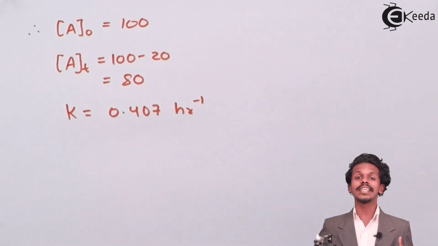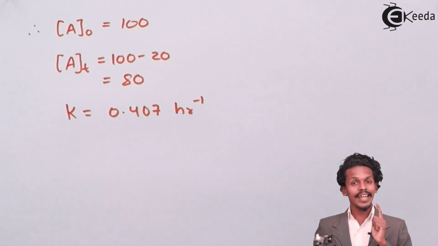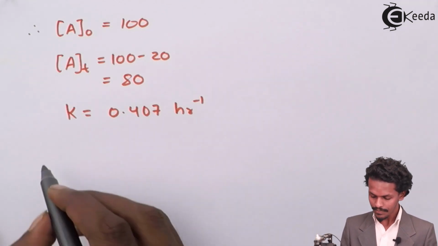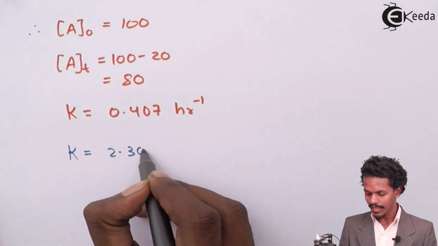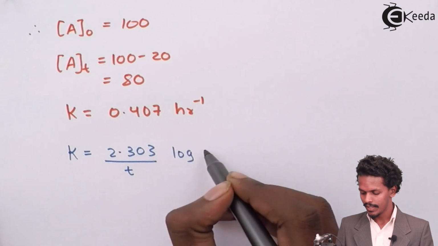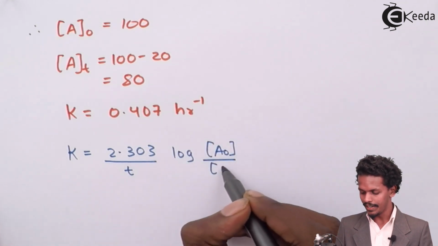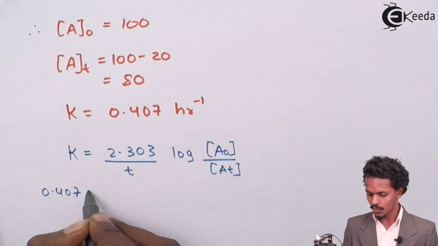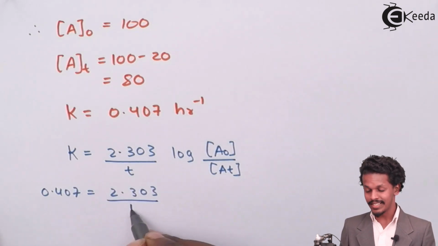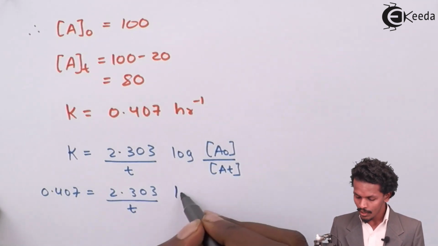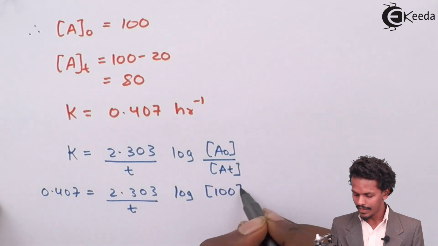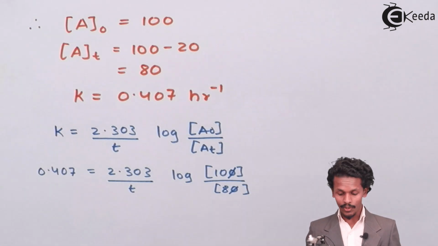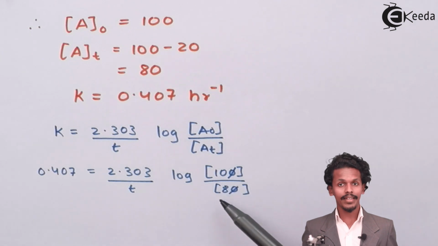What we have to do is substitute all these values in the equation for the rate constant for the first order reaction, which is K is equal to 2.303 divided by T log of A0 divided by AT. So let us substitute the values. We get 0.407 equals 2.303 divided by T, this is the time that we don't know and have to calculate, log of 100 divided by 80.